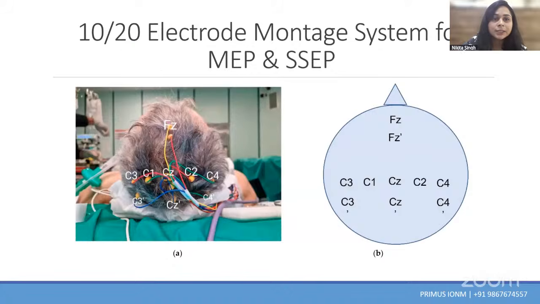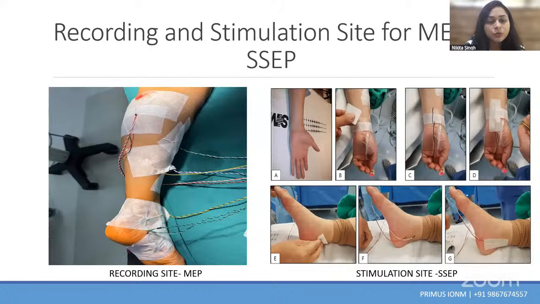Here you can see the 10-20 electrode montage system for MEP. The electrodes at C3, C1, C2, and C4 are in the motor cortex area. So we stimulate from these particular areas and we record it from the respective muscles. And for SSEP, we record it from C3', C4', FZ, and CZ. FZ acts as a reference point for upper SSEP as well as for the lower SSEP. Here, the first image shows the recording site for motor evoked potentials.